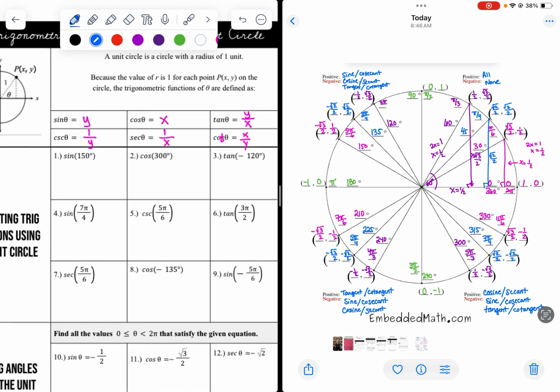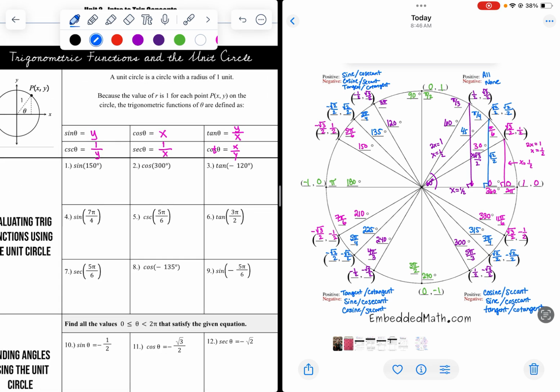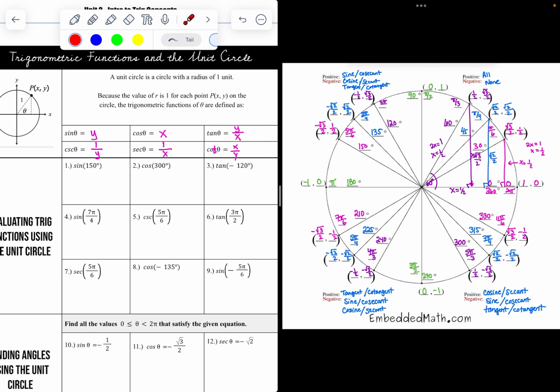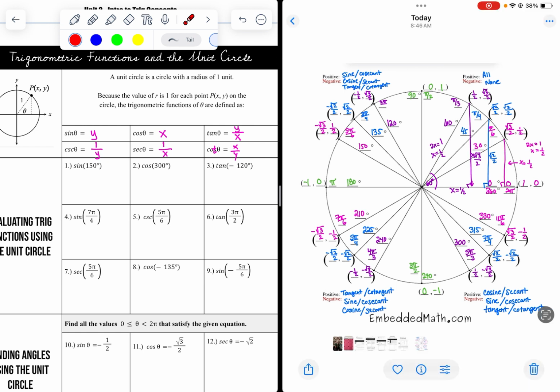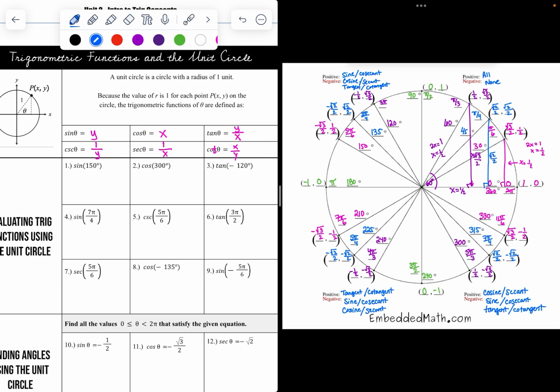All right, so first example here, we've got the sine of 150 degrees. So we come here to see 150 degrees on our unit circle. The sine is the y value, and so we see it's 1/2. And the next one, cosine of 300 degrees. So go to 300 degrees on your unit circle. Cosine's the x value, and so you see that is also positive 1/2.